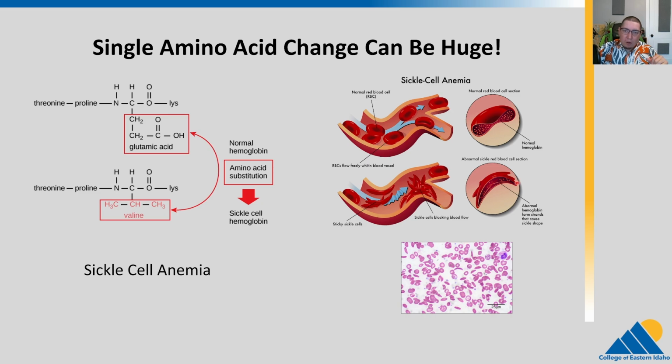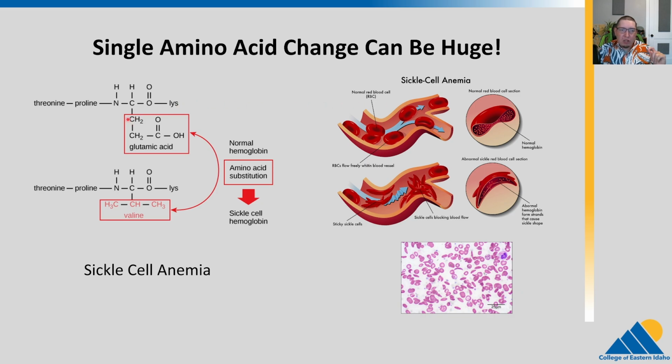In the red blood cells is a protein called hemoglobin. And hemoglobin is actually several chains, but in it, it has its single primary sequence, right? The order of amino acids. Normally, there is a region that goes threonine, proline, glutamic acid, lysine. That's the order. When that happens, everything is fine. Your red blood cells make hemoglobin just fine.